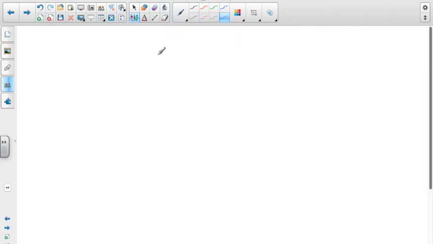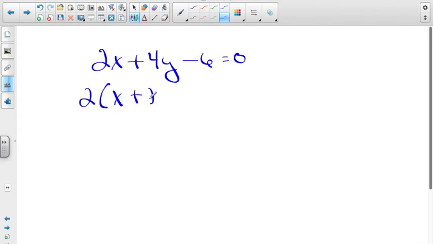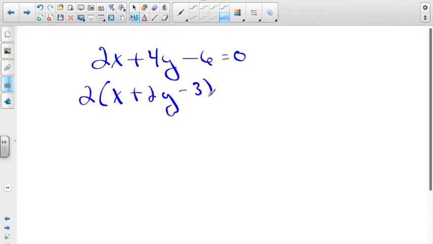Just to go over one I talked about earlier. If I have 2x plus 4y minus 6 is equal to 0, there is a common factor here. That common factor is going to be 2, so let's take that 2 out. And I'm left with x plus 2y minus 3 is equal to 0.